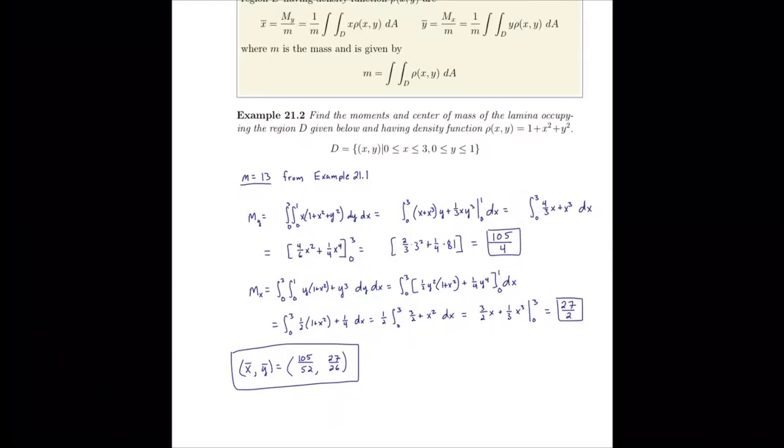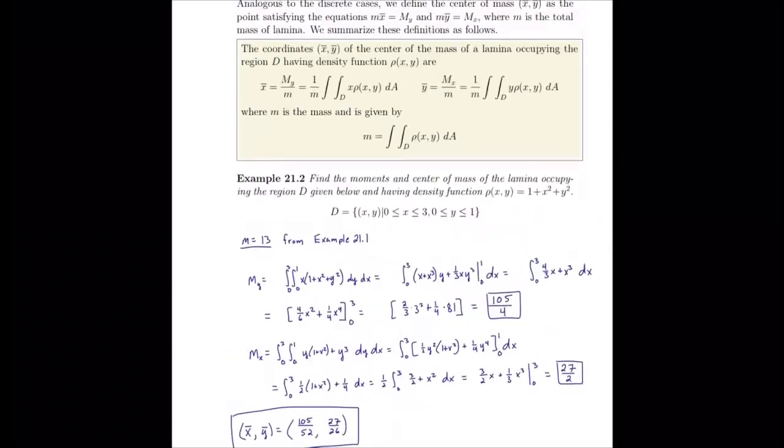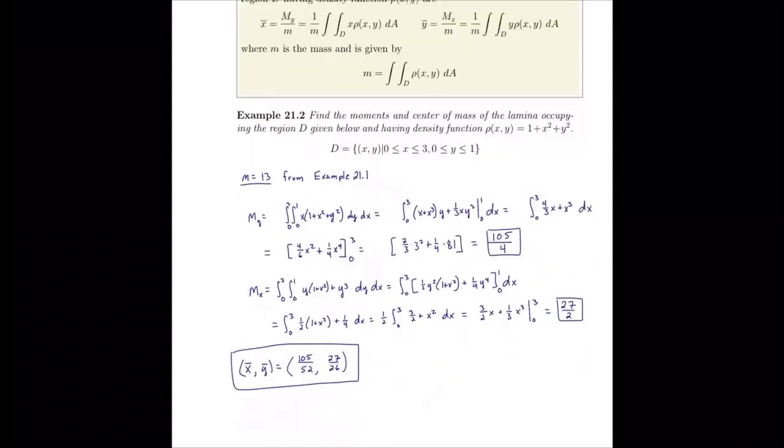So x bar, y bar, the center of mass, is given by, well, we take m is 13, and it's the moment about the y-axis over 13, or over our mass, and the moment about the x-axis over our mass. We'll see that we multiplied both of our moments by 1 over 13 to arrive at this center of mass here. So 105 over 4 times 1 over 13. Similarly for the y component of the center of mass.